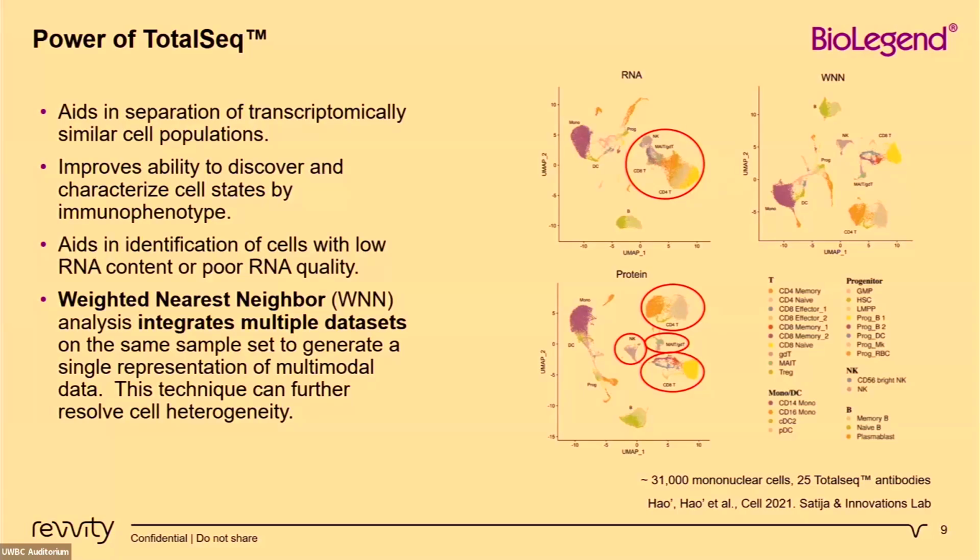So that helps you characterize cells by immunophenotype, and also aids in identification of cells with low RNA content or poor RNA quality, if you have that protein as well. In this publication, where they looked at 25 different TotalSeq antibodies on approximately 31,000 PBMCs, you can do different kinds of analyses, like weighted nearest neighbor analysis, to integrate multiple data sets on the same sample to generate a single representation of multimodal data. So both the protein and RNA, which is pretty cool.